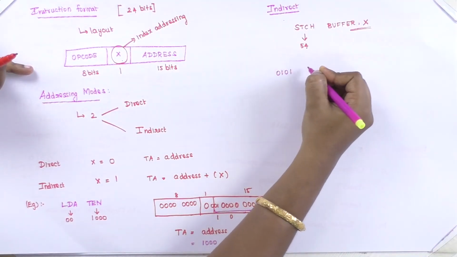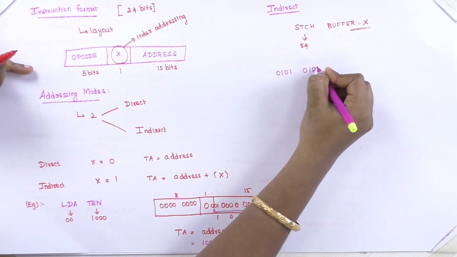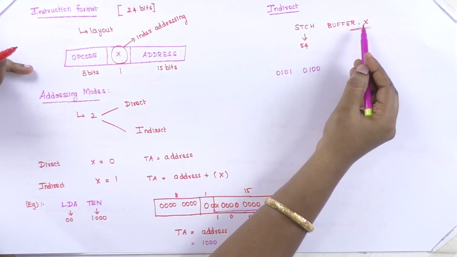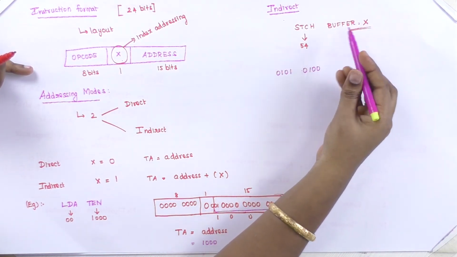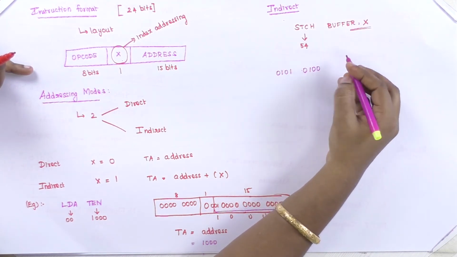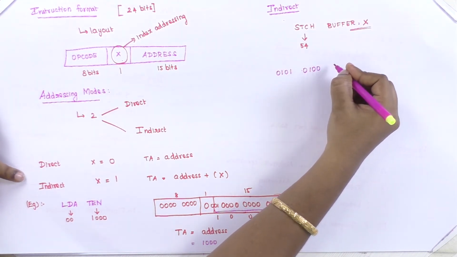Now let us write this instruction in our instruction layout. So opcode is 54, you have to write it in 8 bits. 5 is 0101 and 4 is 0100. Since it is comma X, meaning indirect register or index register, the value of X for indirect register is 1.